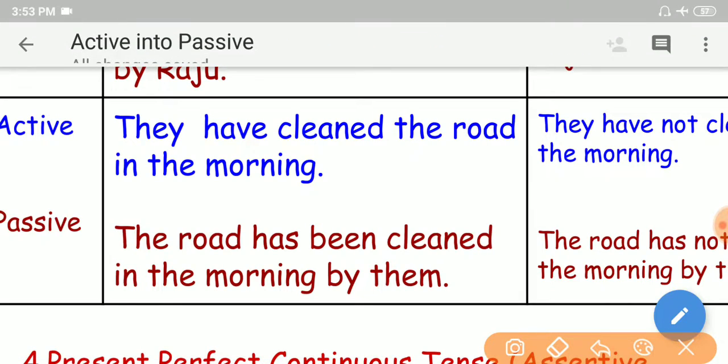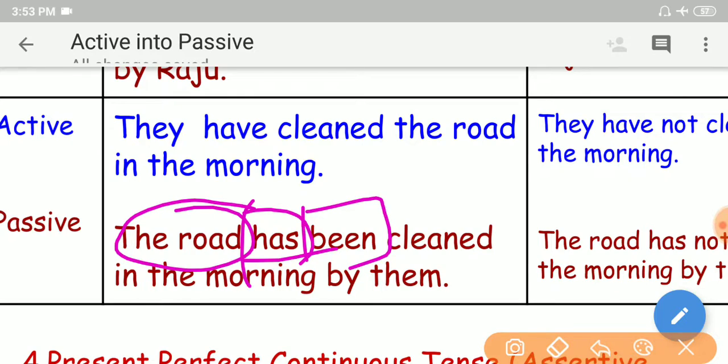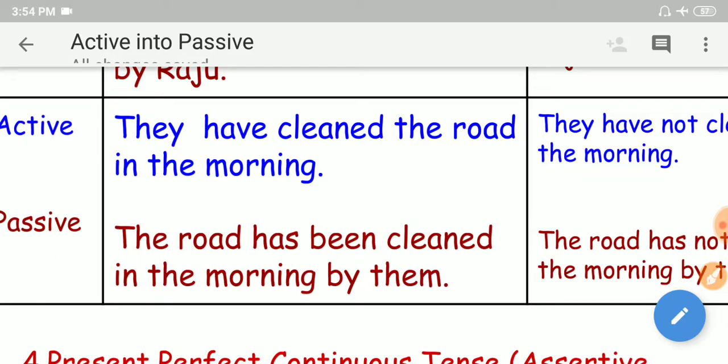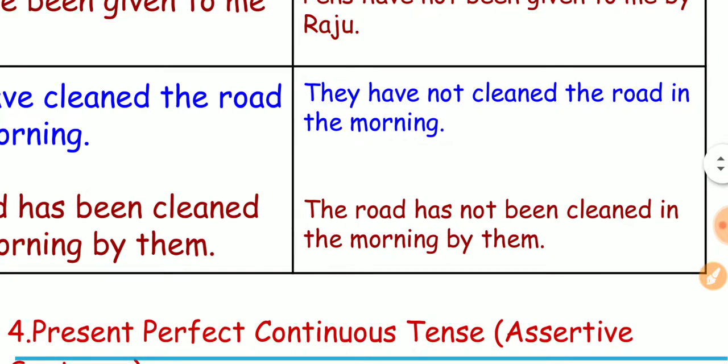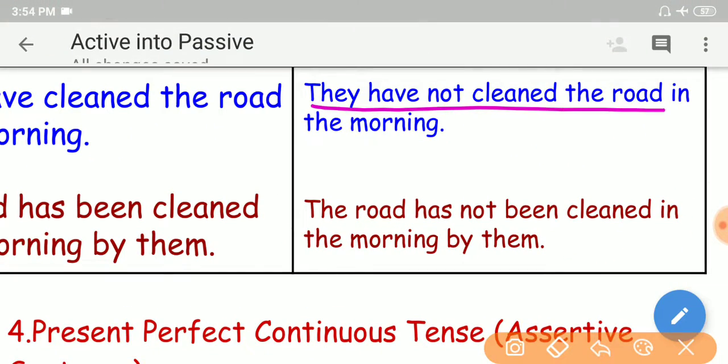Here in the next example, they cleaned the road in the morning. The road has been cleaned. See here, road is singular, that's why has is used. Again, in order to retain passiveness, what do we use? Been is used, and the V3 form, cleaned, is used. This is the thing we must understand. The same thing with the negative sentence also. They have not cleaned the road in the morning. The road has not been cleaned in the morning, my dear friends.